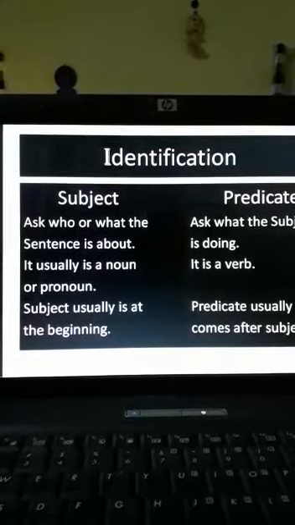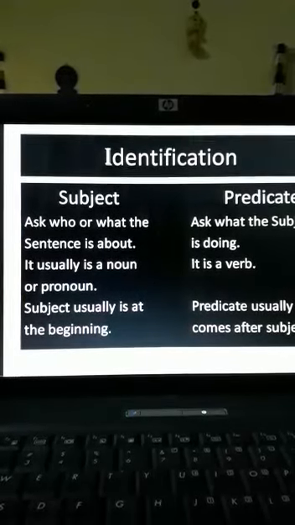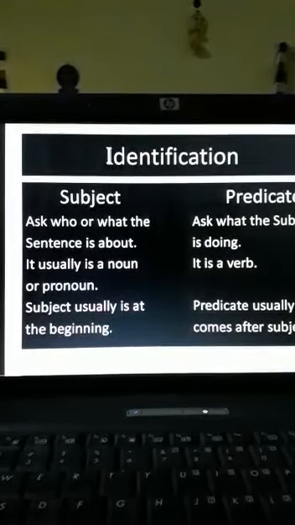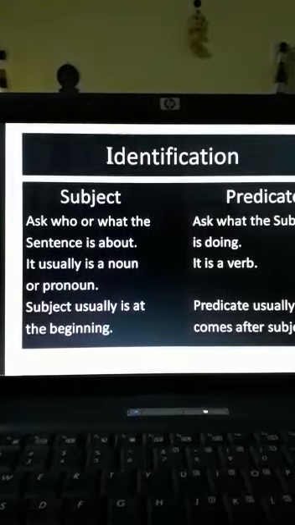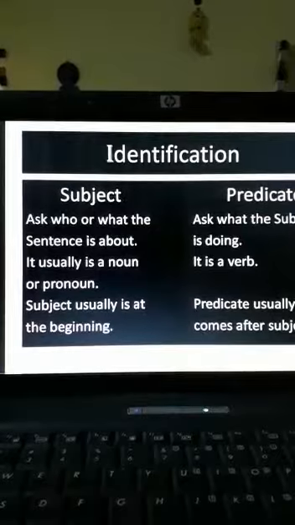Then, the subject, as we see in the sentence, the sun is rising, is in the beginning. So, what's happening with the subject? It always comes first.